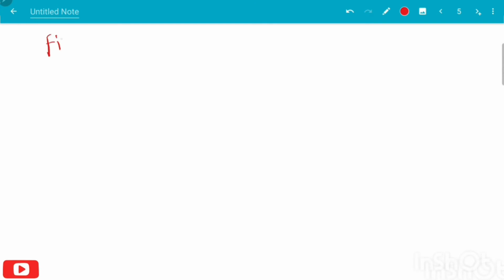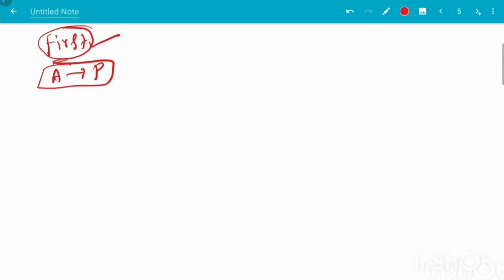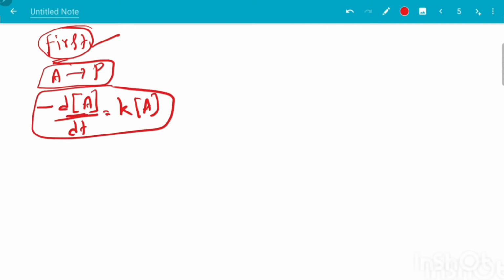Here it is first order. Photochemical reactions are first order reactions. A gives products. It is a general example, and the first order differential equation is written as minus dA by dt equals K into A, where dA is the changing concentration with respect to time. When the rate of reaction depends on one concentration term only, it is called a first order reaction.